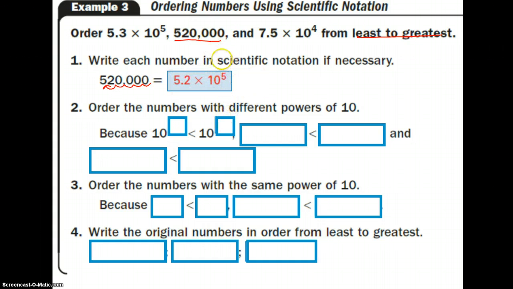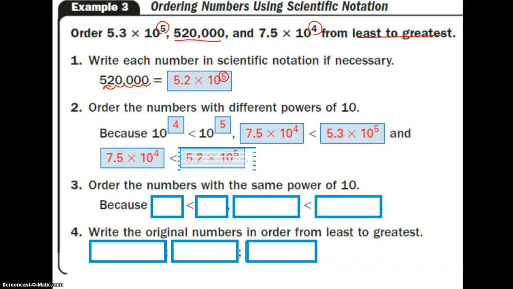So now let's look at the powers. We have a 5, a 5, and a 4. Because 4 is less than 5, we know that the 7.5 times 10 to the 4th power is going to be the lowest. Now, when we order, so this is going to be the lowest. That's what they're saying here. We know that we order with the same power.